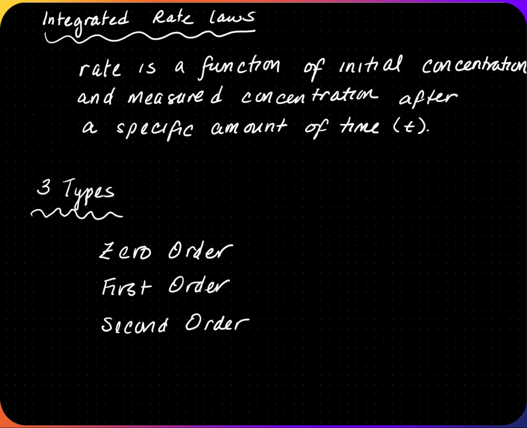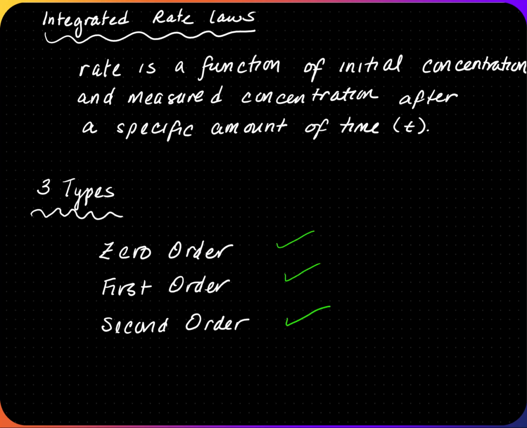Integrated rate laws. A rate is a function of the initial concentration and the measured concentration, that is the concentration after a certain amount of time t. We get the integrated rate laws by taking the integral of the previous rate laws for zero, first, and second order. So we are going to have three types that we're going to discuss in class. That is the zero order, first order, and second order.